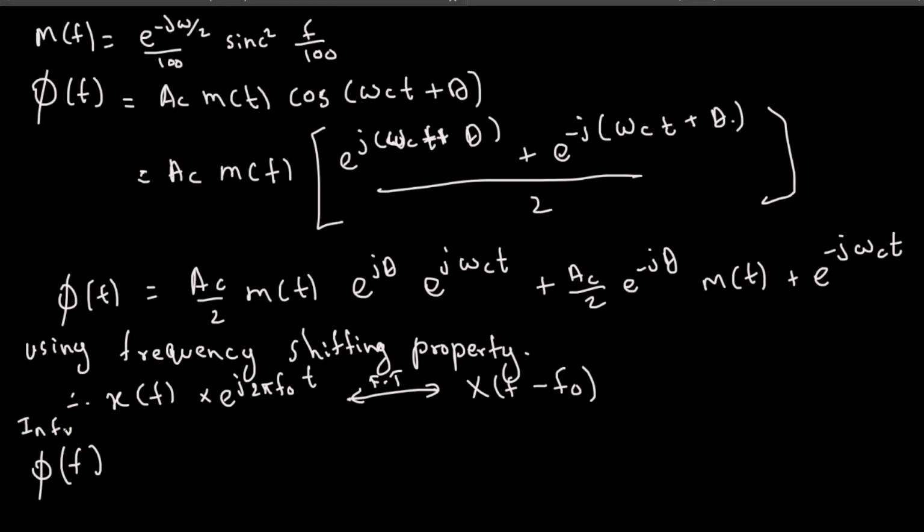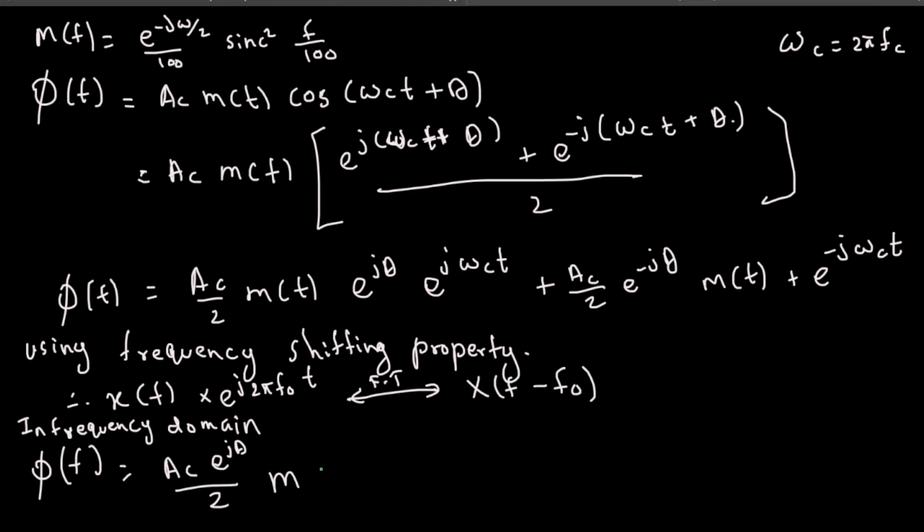In the frequency domain, this thing is going to be A_C e power, only the m of t part we have to be careful with because we are converting time domain to frequency domain. The other part is just a constant, so it remains as it is: A_C e power j theta divided by 2, and then the M part. Now this one has a shift based on whatever the frequency is. Here we have omega_c, which we can write as 2 pi f_c. So f_c is the shift happening.